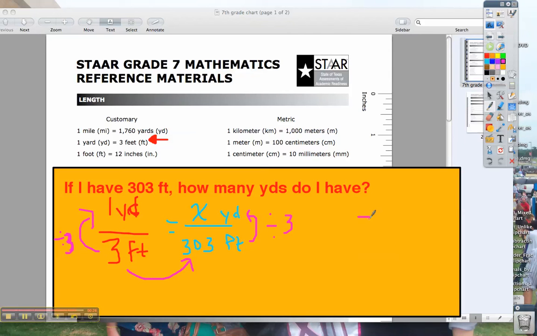So 303 divided by 3. 3 fits into 3 one time. Leaves you with nothing. Bring down the 0. 3 fits into 0 0 times. Bring down our 3. 3 fits into 3 one time. So if you had 303 feet, you would have 101 yards.